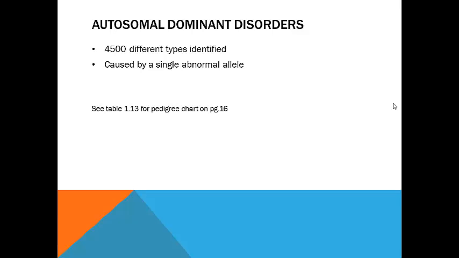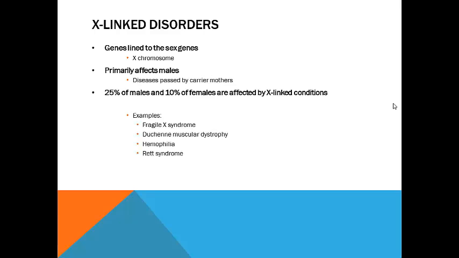Now for the autosomal dominant disorders, there are 4,500 different types identified, and they are caused by a single abnormal allele. So to see the pedigree chart for this, take a look at page 16 for the pedigree chart.